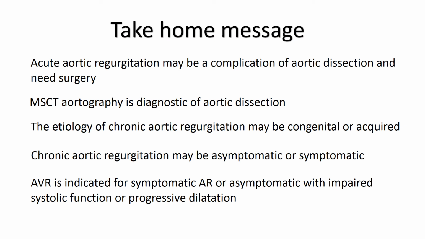Our final take-home messages are: acute aortic regurgitation may be a complication of aortic dissection and needs surgery. Multi-slice aortography is diagnostic of aortic dissection. The etiology of chronic aortic regurgitation may be congenital or acquired. Chronic aortic regurgitation may be asymptomatic or symptomatic. AVR, aortic valve replacement, is indicated for symptomatic aortic regurgitation, or asymptomatic with impaired systolic function or progressive dilatation of the left ventricle.